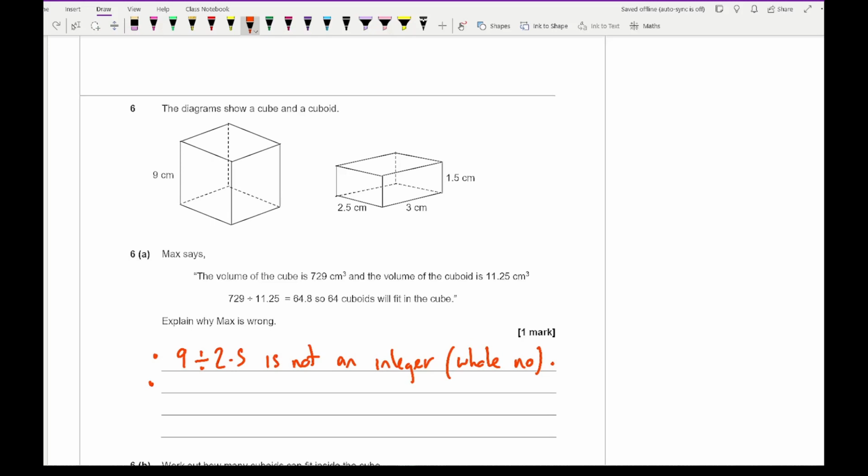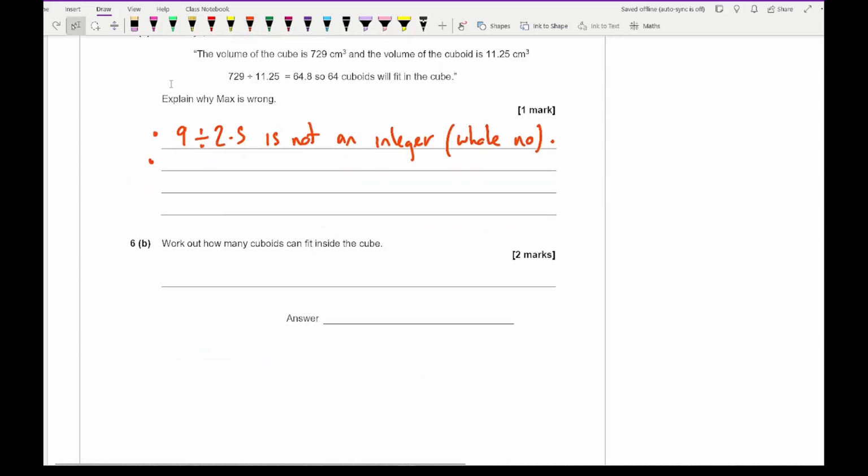You could have something along the lines of that the cuboid doesn't fit exactly against the side of the cube, so it's not a multiple and there's going to be space left over. You could also say that you can't squeeze or melt the cuboid into the cube, so you're going to have some spaces in terms of orientation. So again, something along those lines should get you the 1 mark.